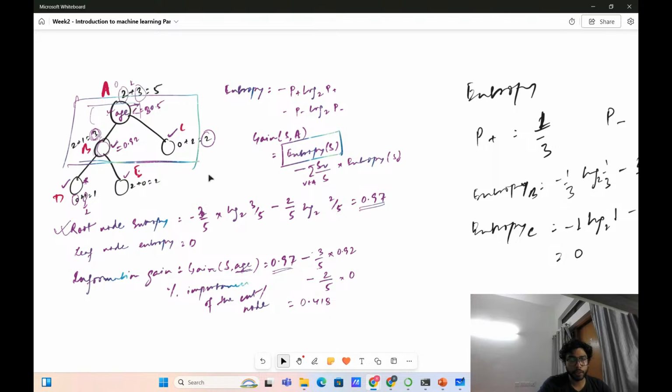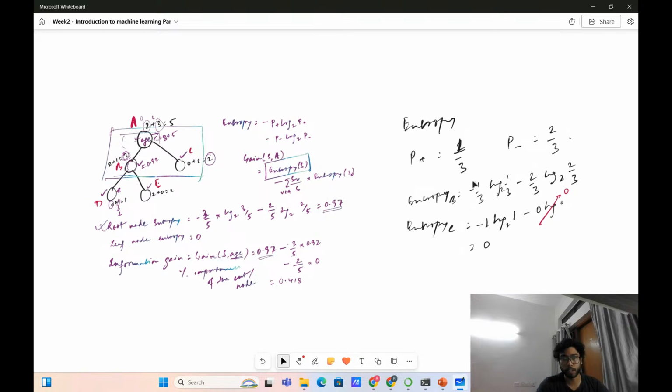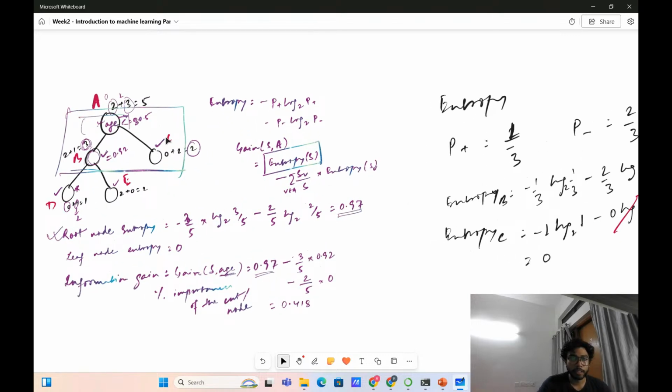You see that your initial entropy was 0.97, which we calculated earlier. Now we want to see what is the reduction in entropy by adding the node age. So initial entropy was this. Now what is the entropy after I have added the node age? For this node B, the entropy was minus 1/3 log2 1/3 and so on, which comes out to be 0.92 if you use a calculator. And node C has entropy 0.